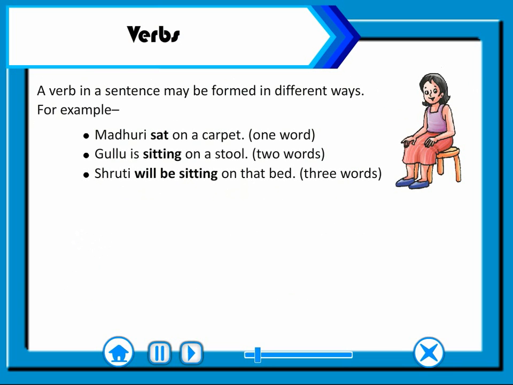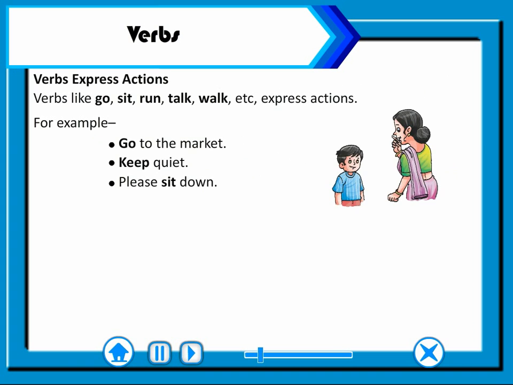A verb in a sentence may be formed in different ways. For example, Madhuri sat on a carpet, one word. Gullu is sitting on a stool, two words. Shruti will be sitting on that bed, three words. Verbs express actions. Verbs like go, sit, run, talk, walk, etc. express actions. For example, go to the market, keep quiet, please sit down.